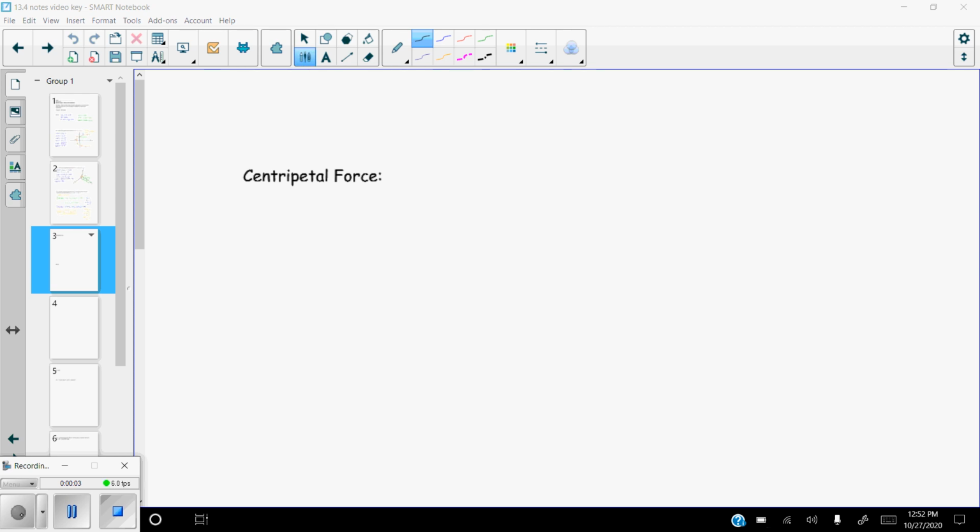Okay, this is our second video for section 13.4. We've been talking about motion, specifically position, velocity, acceleration, and speed. And now we're going to put that into an application which is known as centripetal force.